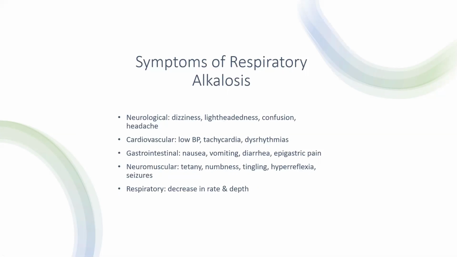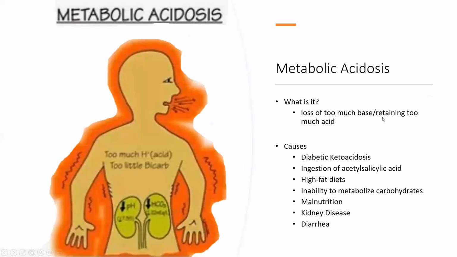And then respiratory rate, remember when we're talking about the lungs, when we're trying to drive down the pH, because in respiratory alkalosis, the pH is high. When we're trying to get that pH lower, our respiratory rate will decrease in depth and rate. All right.